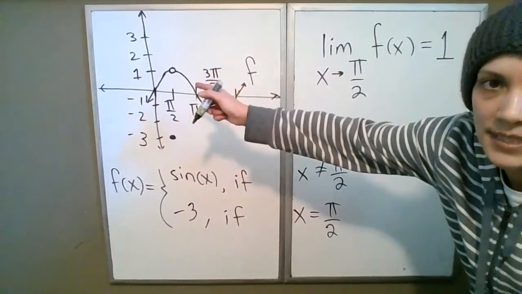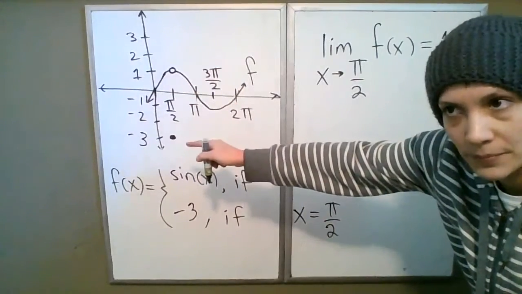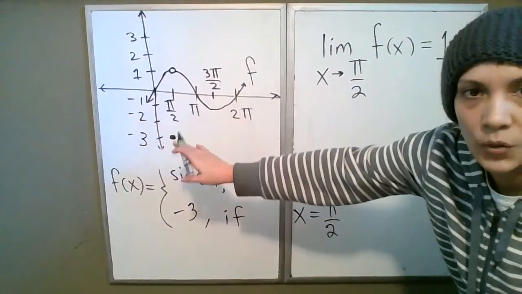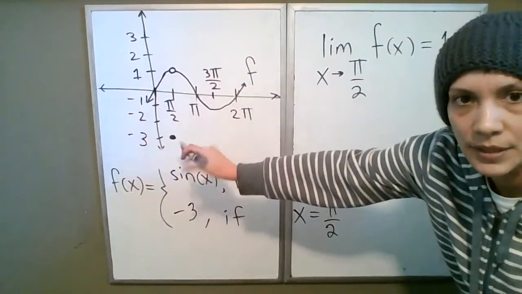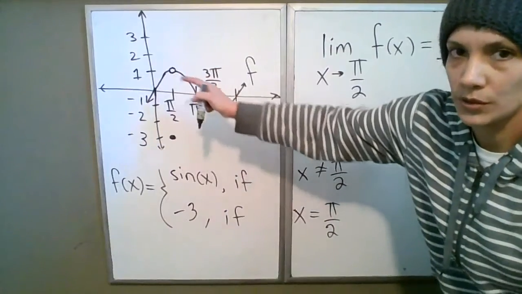However, it just so happens that f of pi over 2 would be 3, or -3. So the limit is not exactly the same as where your function sends that number. It's what value the function approaches as you get closer and closer to that number.